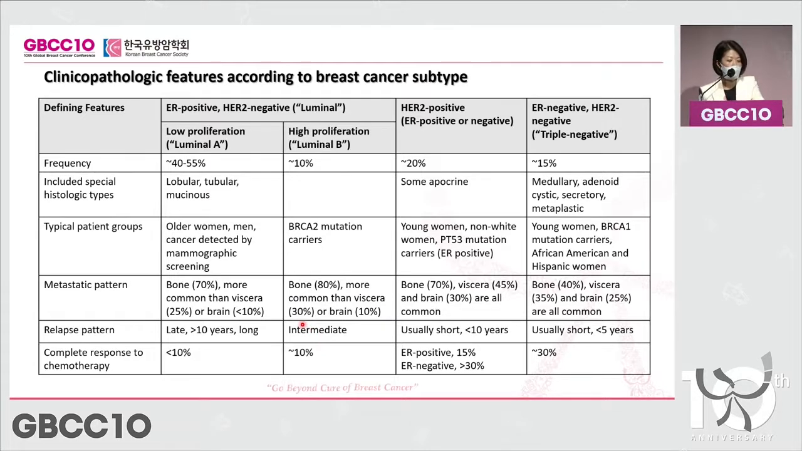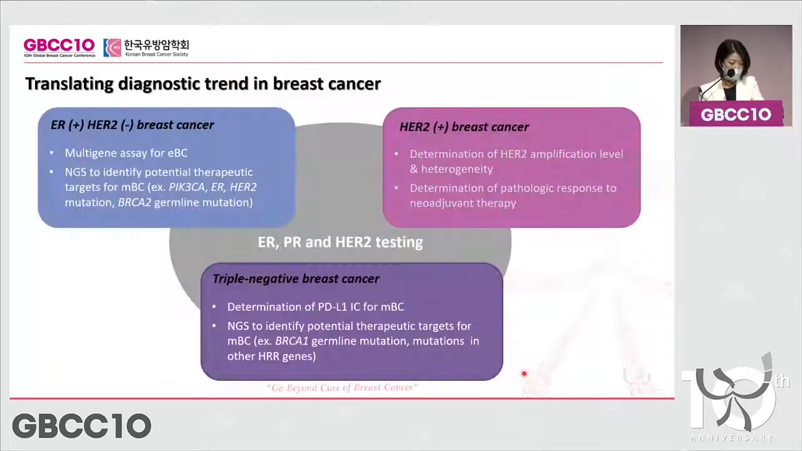Depending on that, of course, the clinicopathological features will change. For luminal, the prevalence is the highest. In terms of histological type, this matches, as you can see here. The age at diagnosis is a little bit different. For HER2 positive or triple negative, we see more cases diagnosed at a younger age. In the case of relapse pattern, we see some differences as well. For HER2 positive or triple negative, usually the relapse interval is quite short.